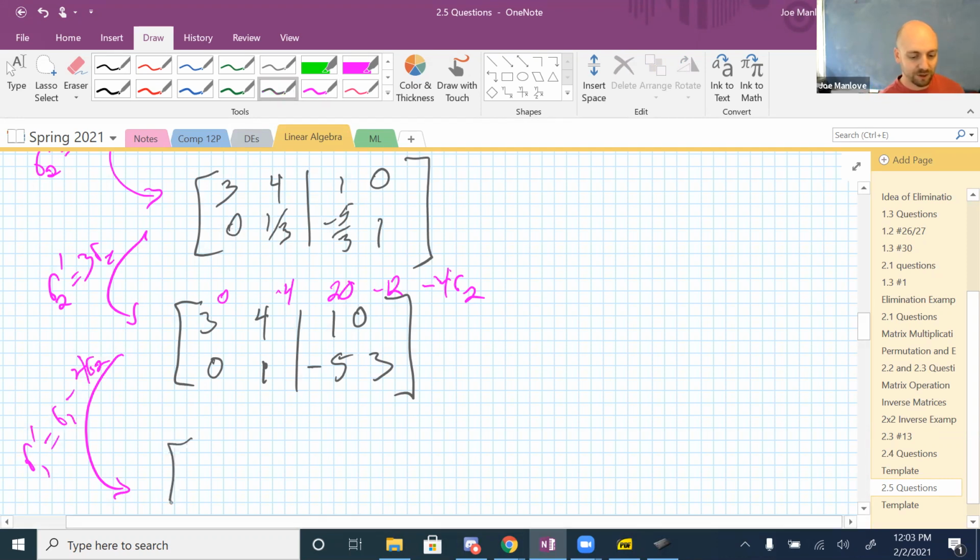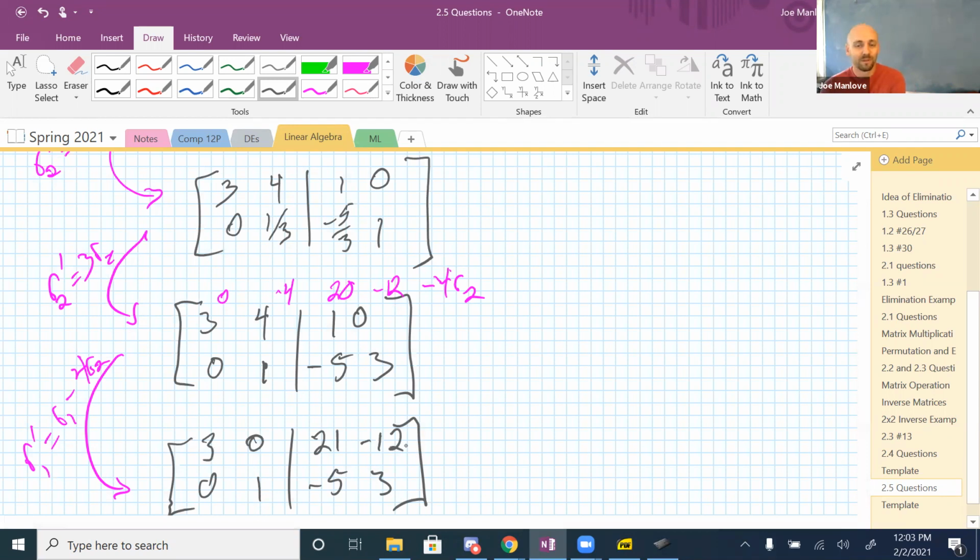And that's going to get me to, well, I'm going to leave that second row alone. And in the top row, I just need to do this addition. So I've got 3, 0, 21, negative 12. Everybody on board with that? Okay, what's my next step?